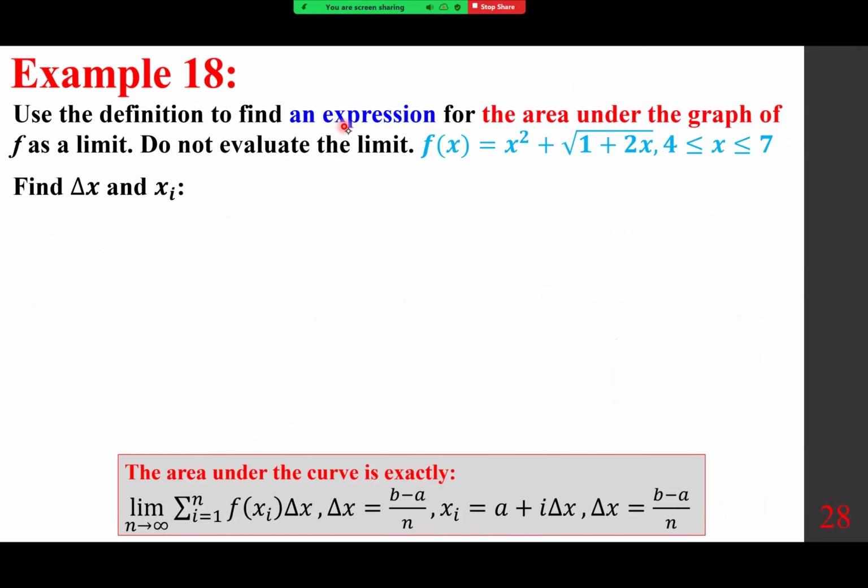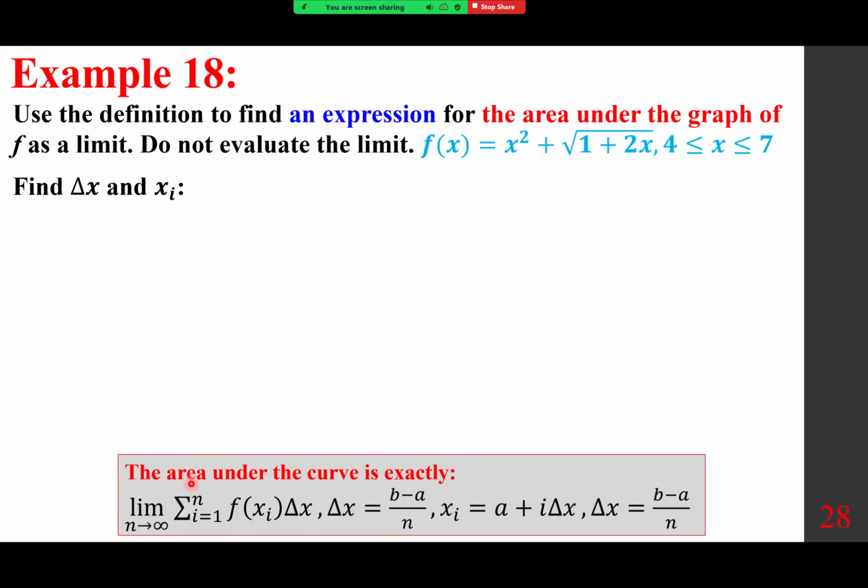Use the definition to find an expression for the area under the graph of f as a limit. Do not evaluate the limit, where f of x is equal to x squared plus the square root of 1 plus 2x, and x is a number between 4 and 7. Find delta x and x sub i, and so forth. Remember, the area under the curve has this formula: the limit as n goes to infinity of the summation i from 1 to n of f of x sub i delta x. So they want us to write this expression where delta x is b minus a over n, x sub i is a plus i delta x. So that's the idea. We want to write this.